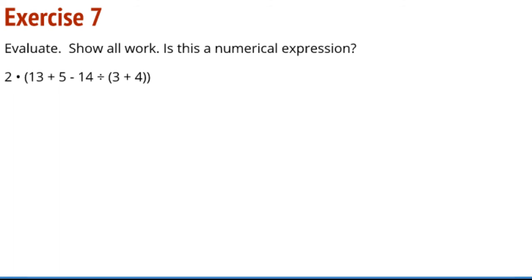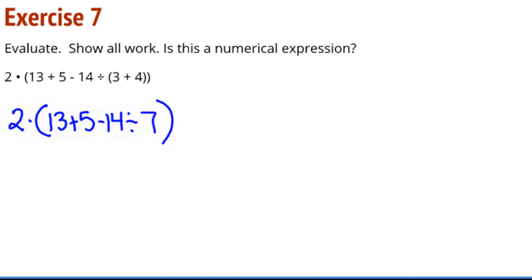Here's one that's got 2 sets of parentheses. Remember that with parentheses, we start with the inside out. So I've got to go clear inside here. I've got these 2 are a pair, and then I've got these 2 are a pair. So I'm going to do the 3 plus 4 first. So 2 times 13 plus 5 minus 14 divided by 3 plus 4 is 7.